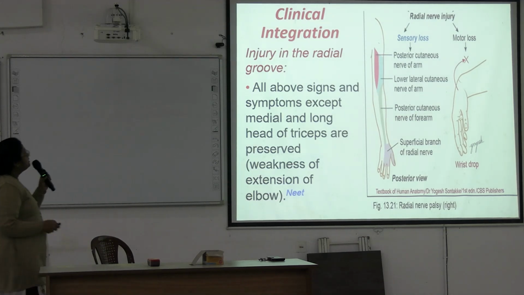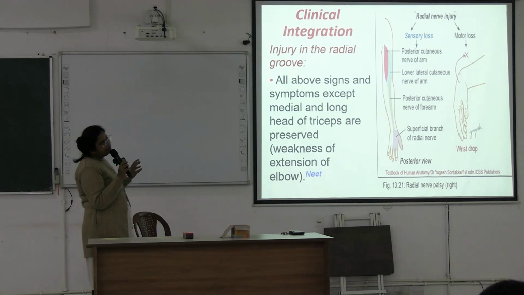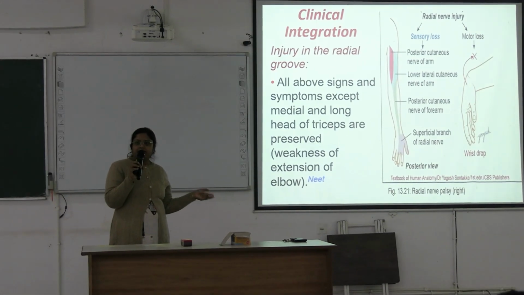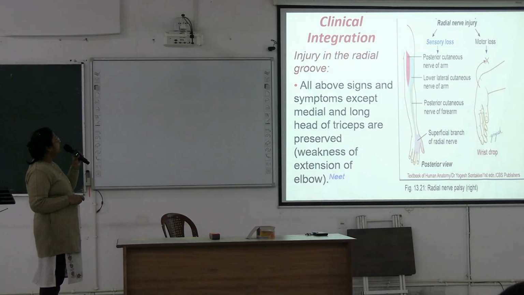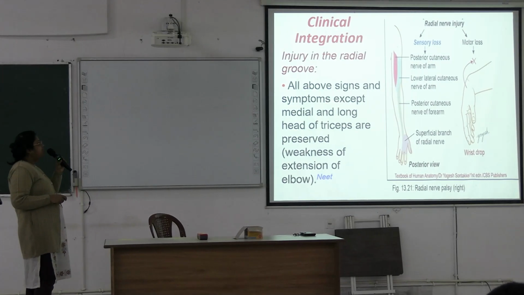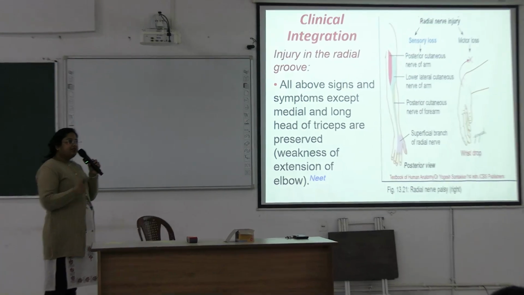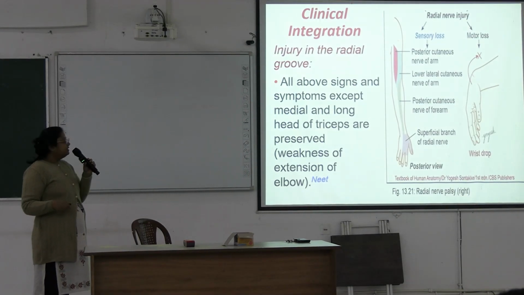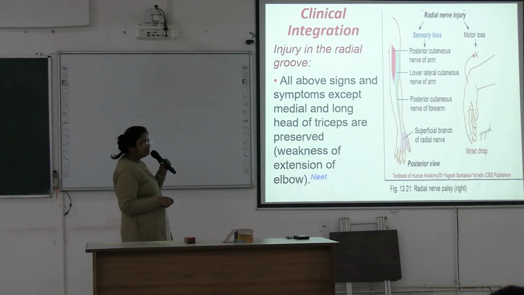Now injury in the radial groove. So Saturday night palsy occurs due to injury in the axilla. Okay. Now if injury is in the radial groove, all the above signs and symptoms are observed except those of the medial and long head of triceps, because their branches were given in the axilla. Okay. So there is weakness of extension of the elbow.